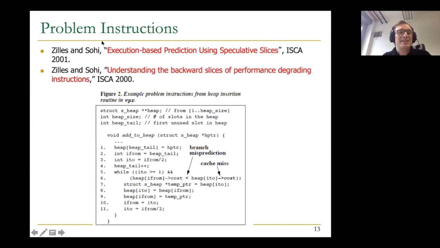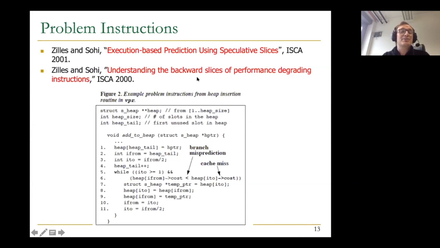These are the two papers that discuss, I believe, problem instructions in a nice way. Basically, these folks have analyzed what they call the backwards slices of performance-degrading or problem instructions. They analyzed a bunch of interesting programs that are hard to parallelize. The virtual place and route program is one example. This is a routine from that program that looks at two problem instructions. You have frequent cache misses in this instruction, and you have frequent branch mispredictions in this instruction.